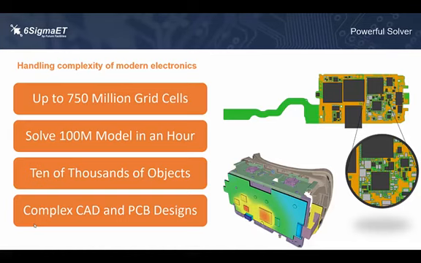We can solve models really fast, as said at the start of the presentation. So with the right hardware and with our partner Rescale for cloud computing, we can solve a 100 million grid cell model in an hour. Many other tools would take literally days. We can handle tens of thousands of objects, so multiple PCBs with hundreds of components are not a problem at all, and can also cope with complex CAD and PCB designs, as you can see on the pictures on the right hand side. So this enables us to get really accurate thermal models with high levels of resolution.